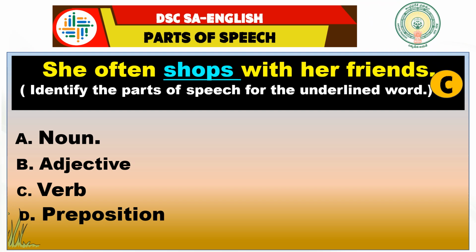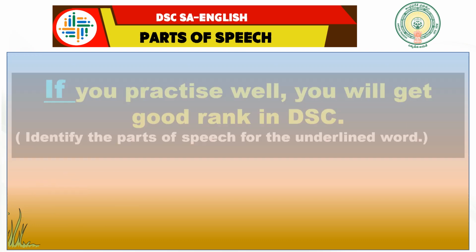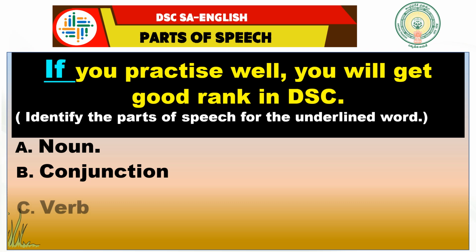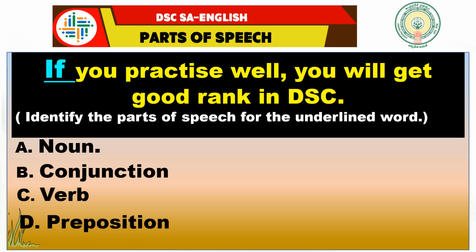Now let's look at another example. "If you practice well, you will get a good rank in DSC." So what do you think if is? Is it a noun, conjunction, verb, or a preposition? Yes, it combines the sentences: you practice well, you will get. So it is a conjunction.